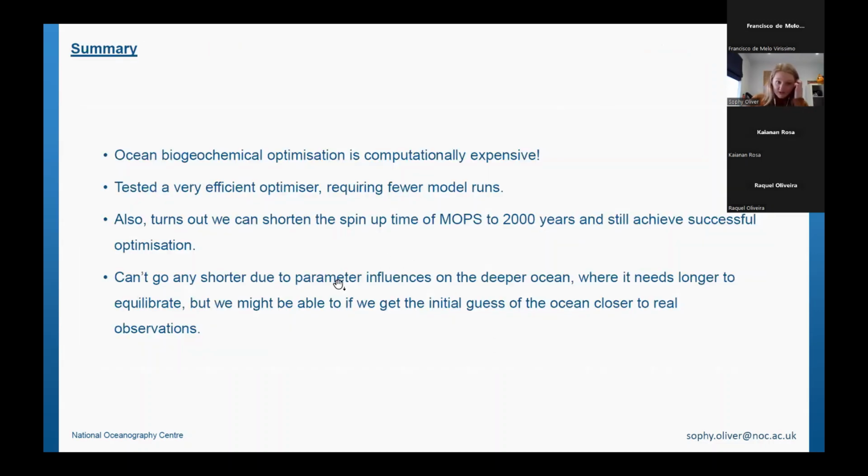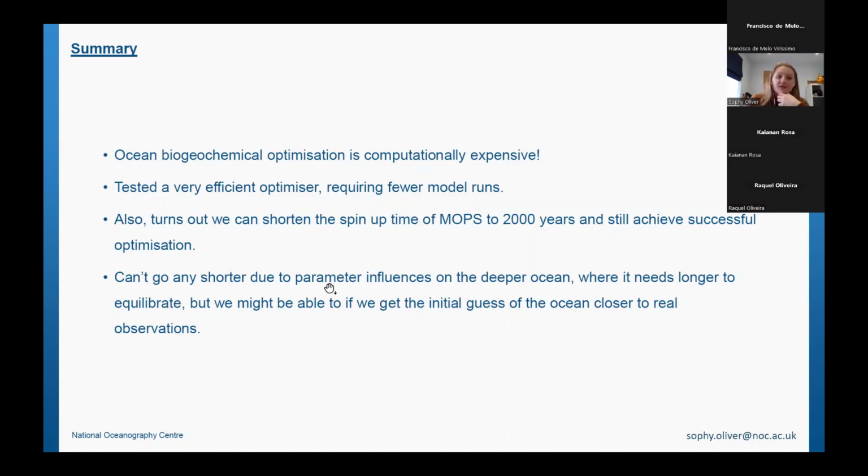So in summary, ocean biogeochemical optimization is computationally expensive. There are a lot of parameters in biogeochemical models that are very influential to the biological carbon pump, but we don't actually know what specific values they should be set to. But if we can systematically optimize more easily, then we can use observations to actually constrain those parameters for us.